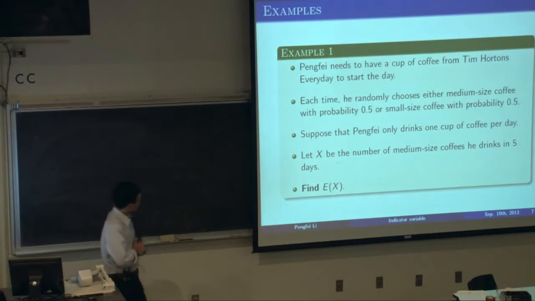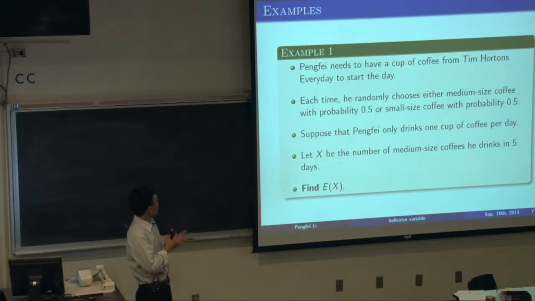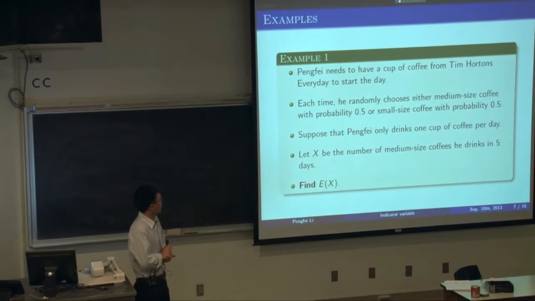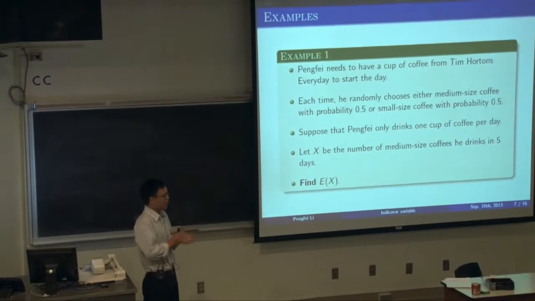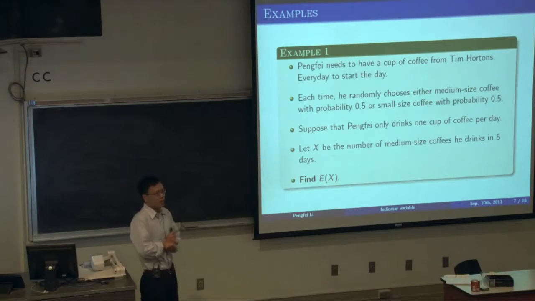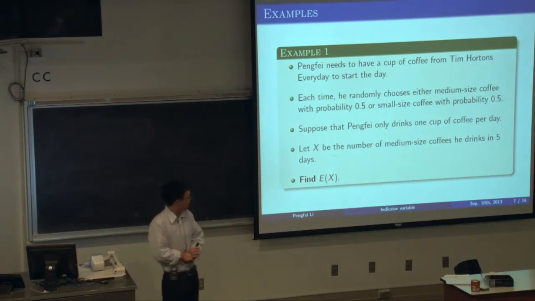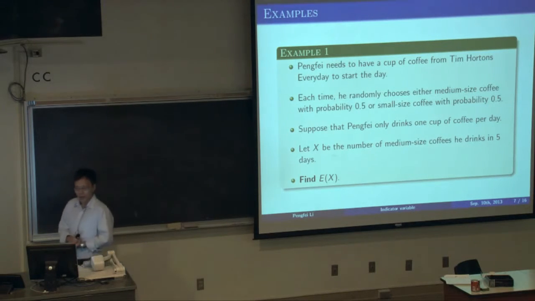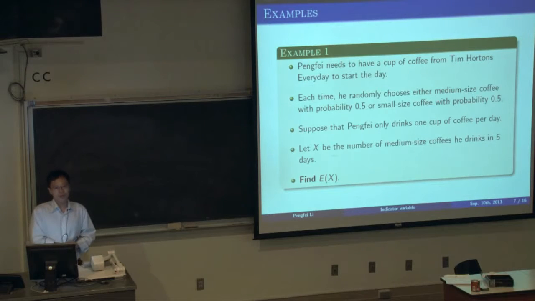Now, suppose I have to drink coffee every day in the morning. Let me assume that I randomly pick a medium-sized coffee with probability half, and a small-sized coffee with probability half. And I also assume that I just drink 1 cup of coffee. That's not always true, but let us assume it is true.